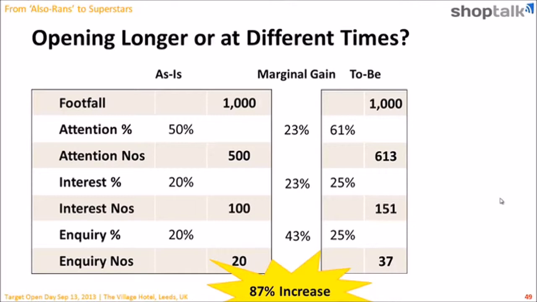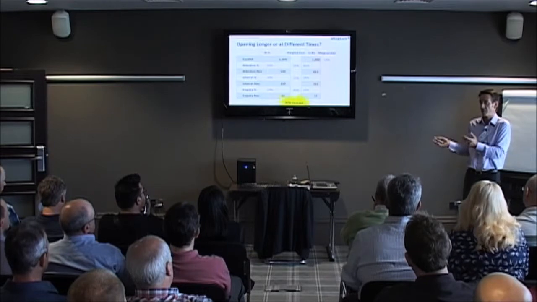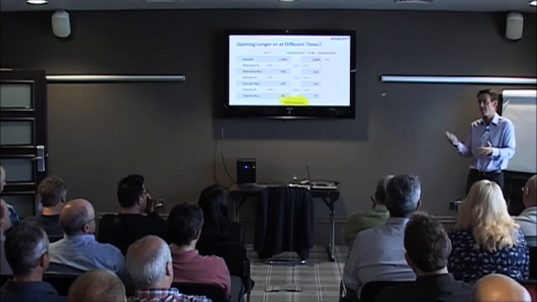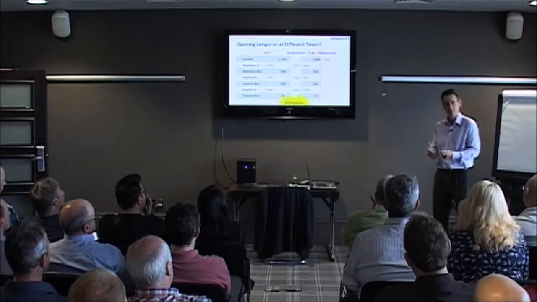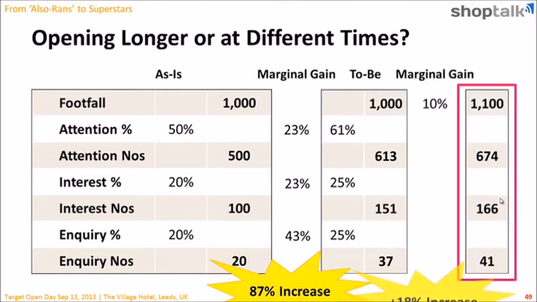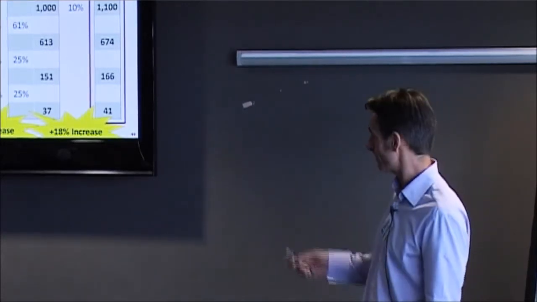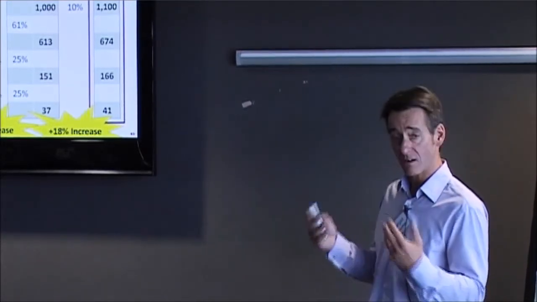So this is where we are. This is our current marginal gain. Let's say we open that bit longer and we get 10% more footfall. Instead of closing at 5, I stay open until 6:30 and catch some of the trains coming back from wherever the nearest big town is to you, and I get 10% extra people. What does that do to my numbers? Suddenly, up they go. A 10% increase has led to an 18% increase, backwards through. All we're trying to illustrate here is that marginal gains are greater than the sum of the parts.